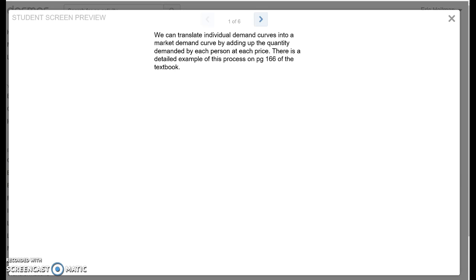So in this presentation we're going to talk about consumer surplus. So that's the surplus of all the consumers in a market. Up until now we've been talking about individual demand curves. The process to go from an individual demand curve to a market demand curve is very simple. For each price you just add up how much each person in the market demands, and that's the quantity for the market demand. There's a pretty good example on page 166 of the textbook if you want to check that out. But in this presentation, we're going to be looking at market demand curves. So this is not just a single individual, this is the whole market.